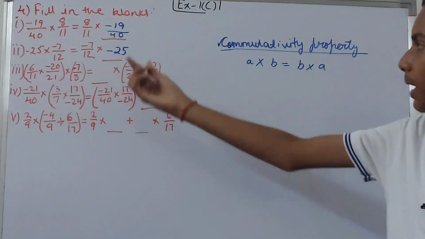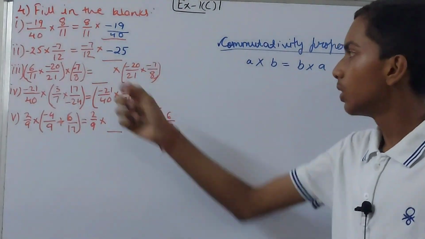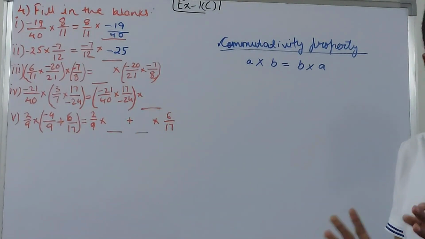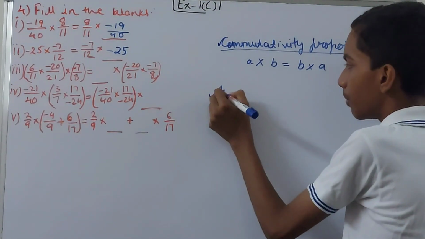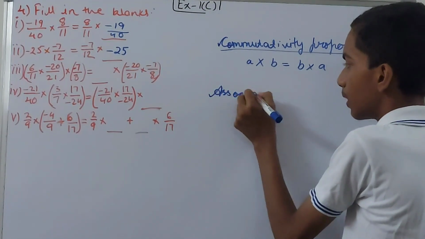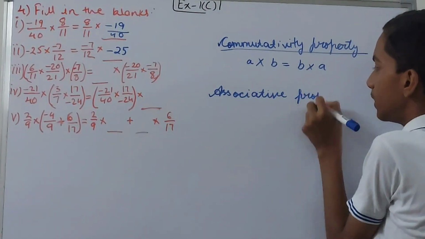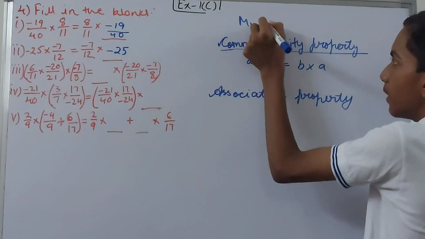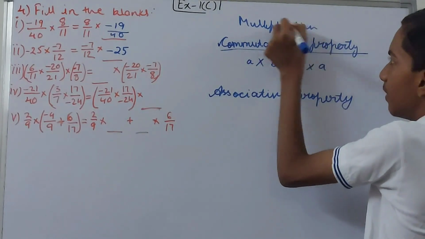6 by 11 into minus 20 by 21 into minus 7 by 8 is equal to something multiplied by, and so on. So basically here we have to see one more property, which is called the associative property, right? All these are properties of multiplication, right? Don't use them with any other operation like addition, subtraction, or division, right?